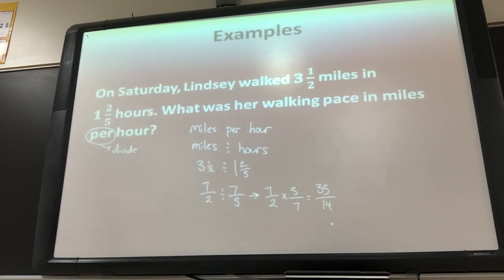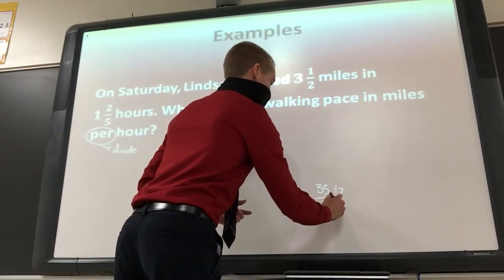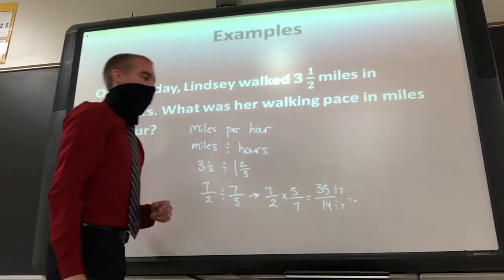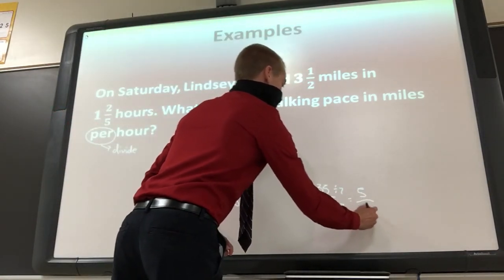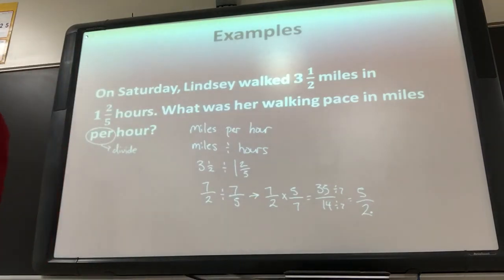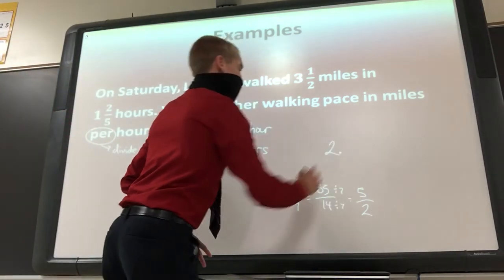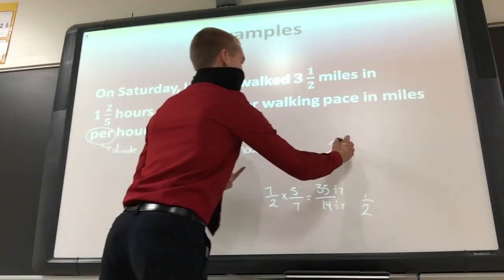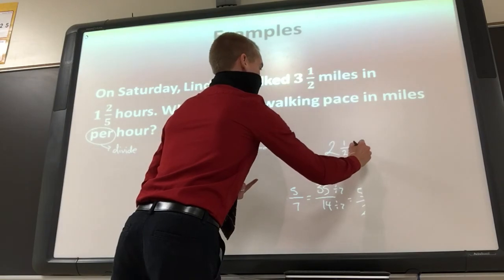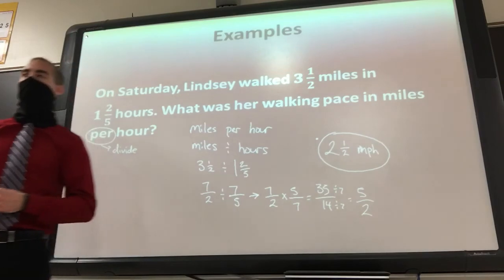7. By 7. Let's do that first, because then making it a mixed number is going to be a lot easier. We do 35 and 14 divided by 7. That becomes 5 over 2. How many times does 2 go into 5? 2 times, right? And then if we take 4 away from 5, we've got 1 left over. So our answer would be 2 1/2 miles per hour.